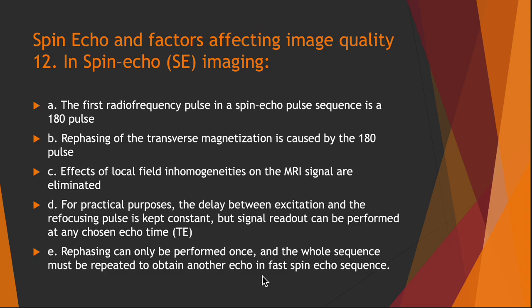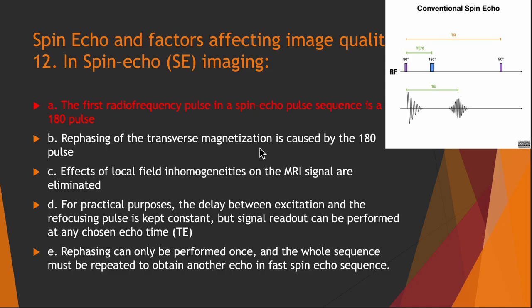In spin echo and factors affecting image quality: in spin echo imaging, the first radio frequency pulse in a spin echo pulse sequence is a 180-degree pulse, so the answer is false. Rephasing of the transverse magnetization is caused by the 180-degree pulse. The answer is again true, because in inversion recovery also we use 180. So rephasing of the transverse magnetization happens when we put in a radio frequency pulse of 180 degrees.